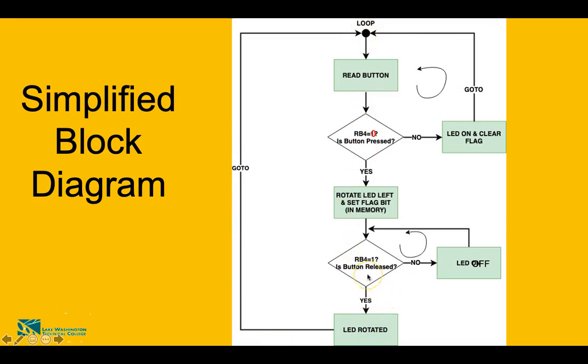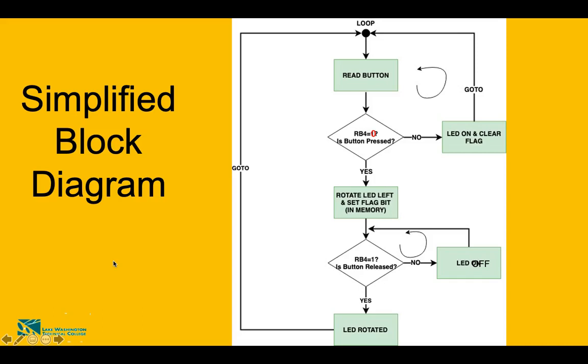And what if the button is not released? What if RB4 is not equal to 1? If it is no, then the LED will be off, because that means the button is pressed, and if the button is pressed, then the LED will be off, and it's going to ask this question again. So this is my flowchart for this program, and there is no single answer to the flowchart for the particular program which we are making. You can create the flowchart your own way, or you can use a simple step-by-step algorithm method. Any of those methods works.